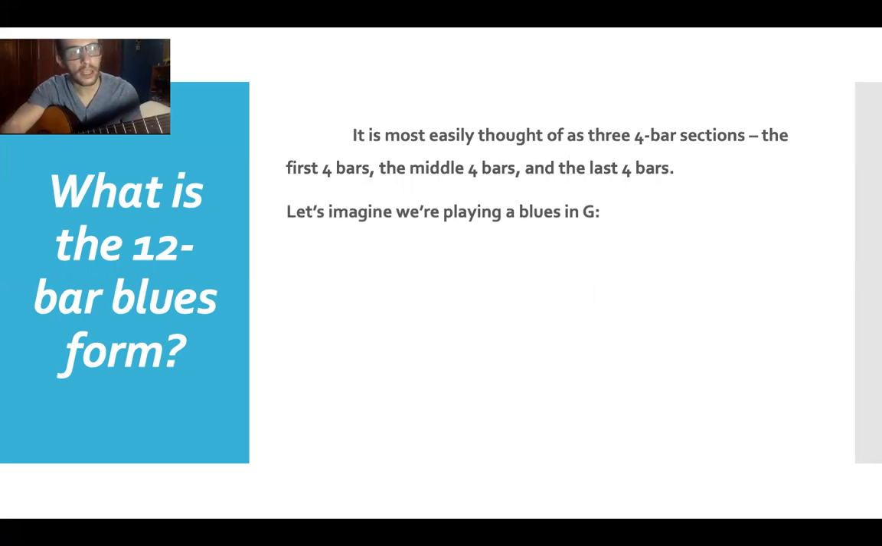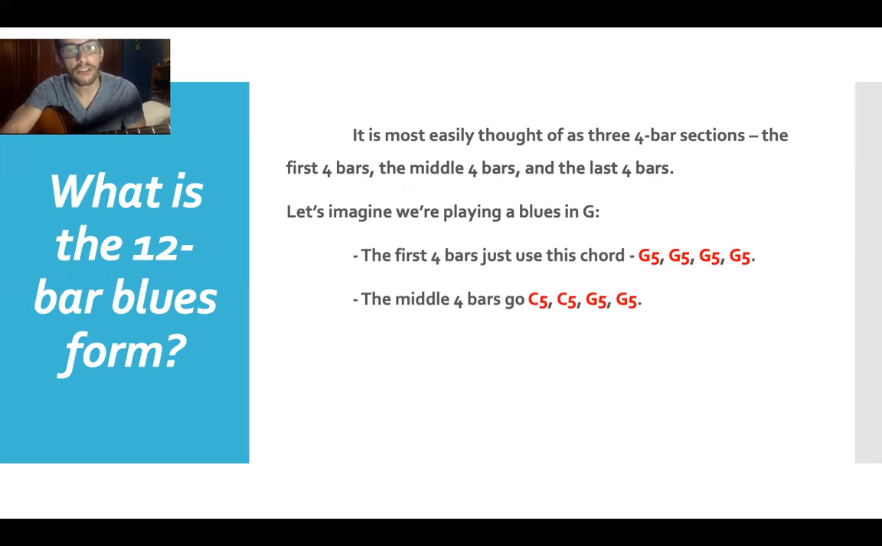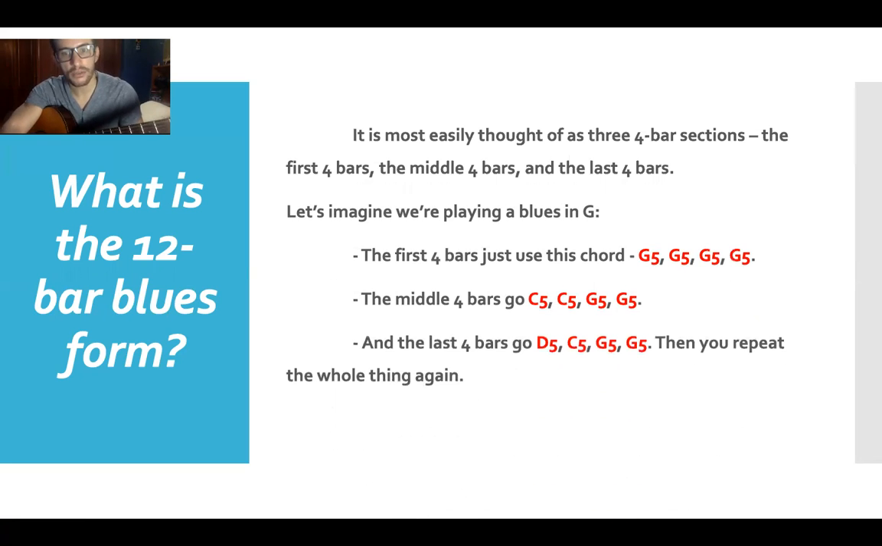So let's imagine that we're playing blues in G. Okay, so we have the 3 chords in blues in G, G5, C5, and D5. For the first 4 bars, we're only going to play G5. Then for the middle 4 bars, we're going to play 2 bars of C5 and 2 bars of G5. And for the final 4 bars, we're going to go 1 bar of D5, 1 bar of C5, and 2 bars of G5. Then you repeat the entire thing again.